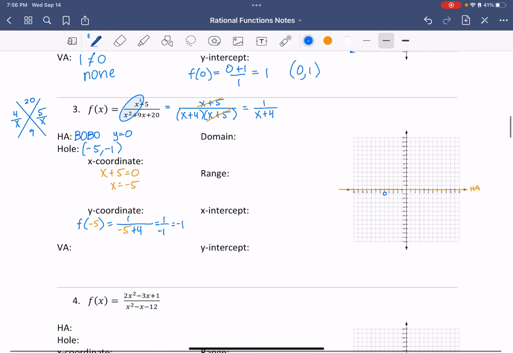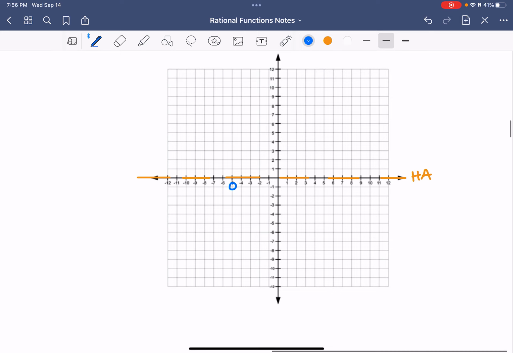Okay, moving on to the vertical asymptote. Whatever is left in the denominator, you set it equal to 0. So x plus 4 equals 0. Subtract 4 on both sides, you get x equals negative 4. And then you can go to your graph and do a vertical dashed line at negative 4.